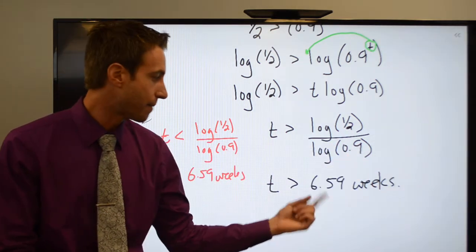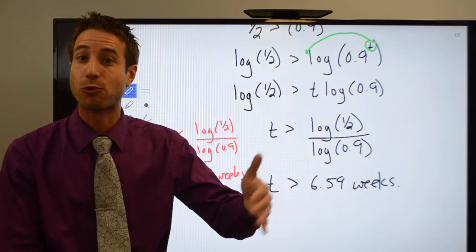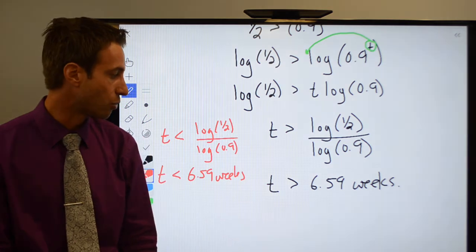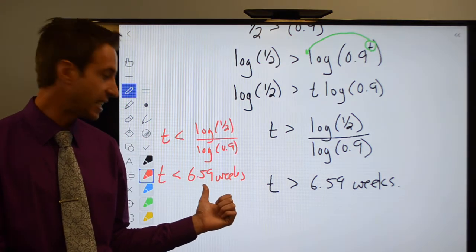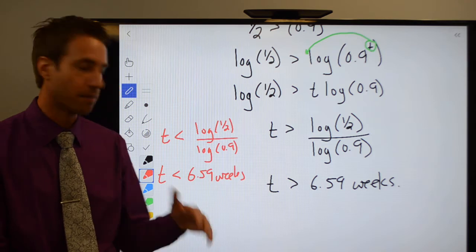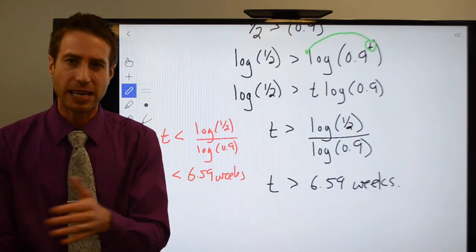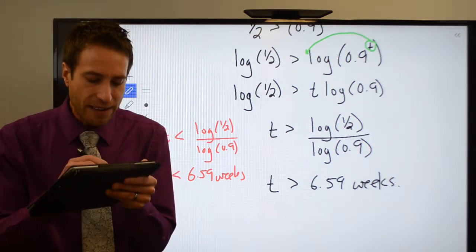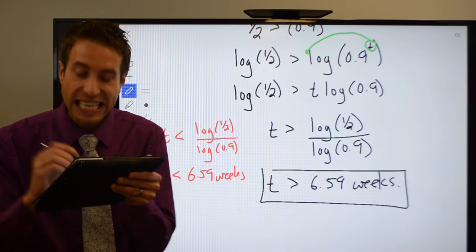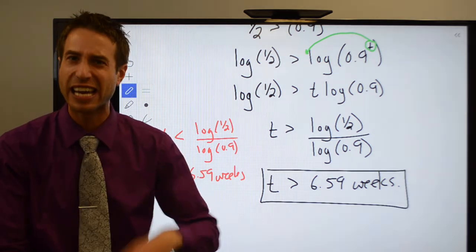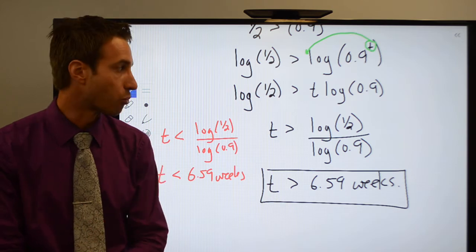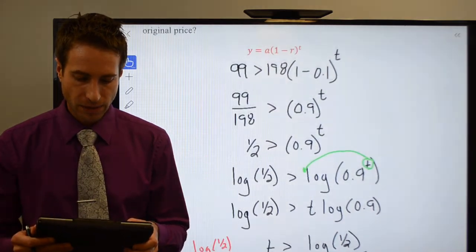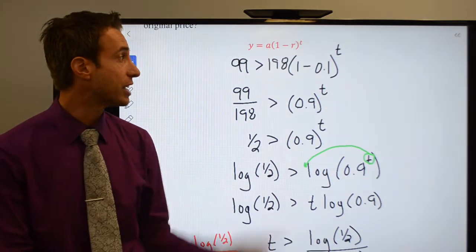You're a little over 6.5 weeks after the sale started that the camera would be less than half its original price. If T is less than 6.5 weeks, it just doesn't make sense that the camera would be less than half its original price. So even if you forgot, just thinking about the answer you get, you should recognize that something's not right.